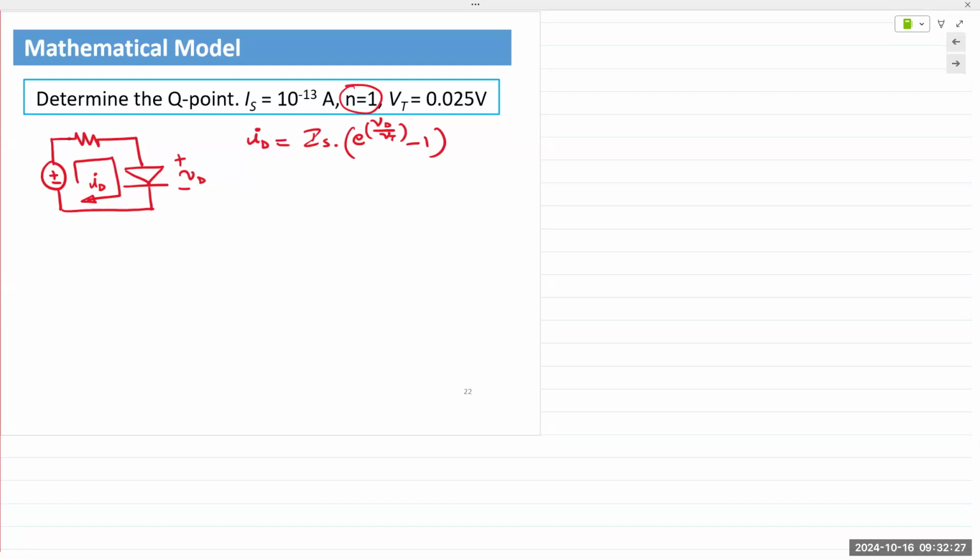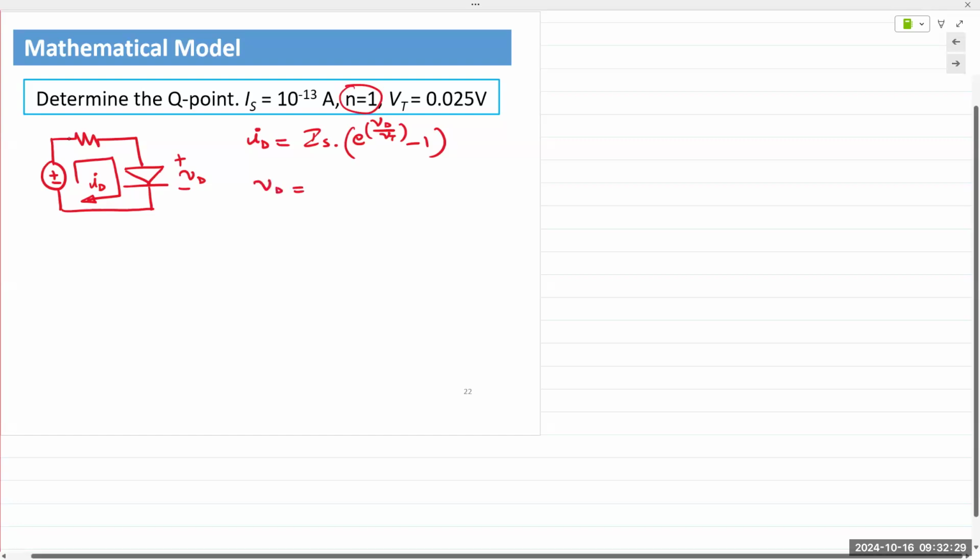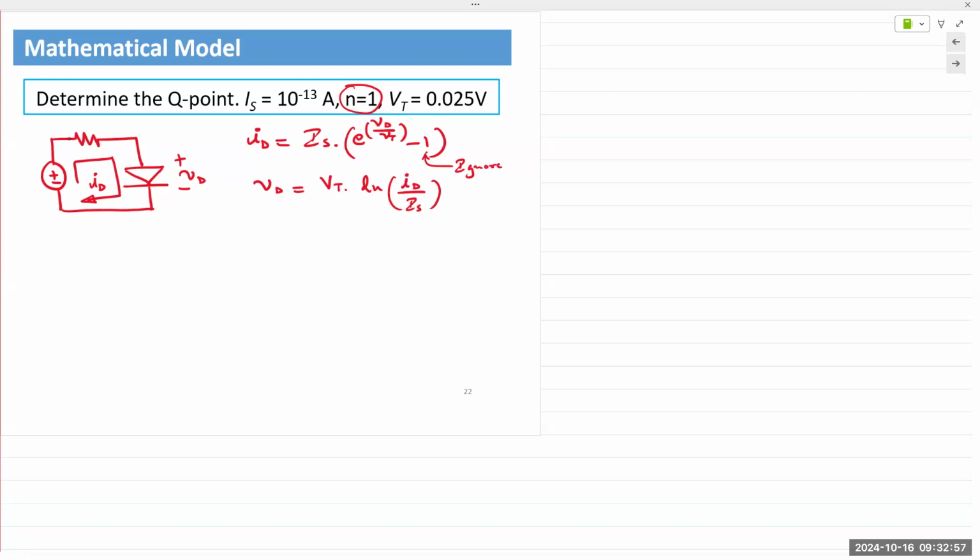And then, of course, the diode voltage equation is VD equals VT times log of ID over IS. And I'm going to ignore the minus 1, because that 1 is going to be insignificant compared to the rest of the terms. So just simplifying it.